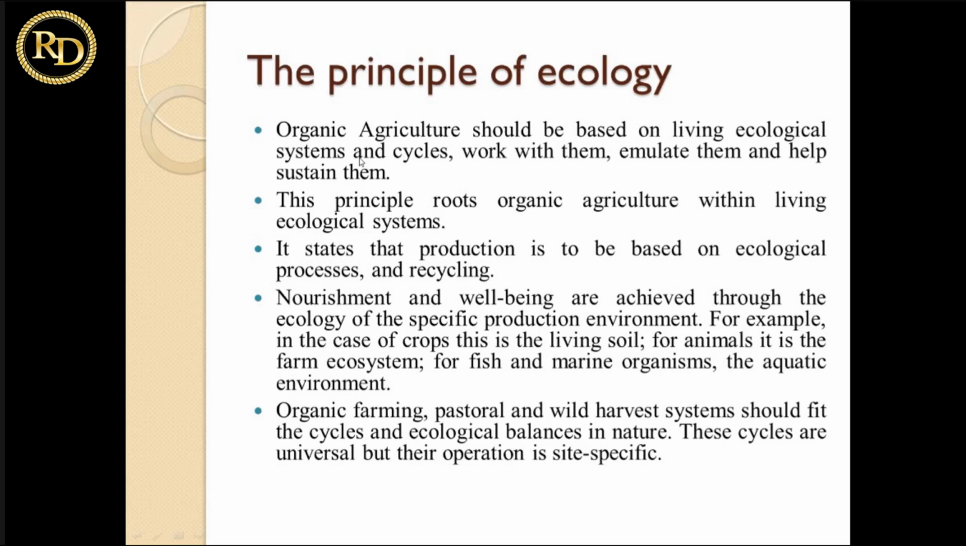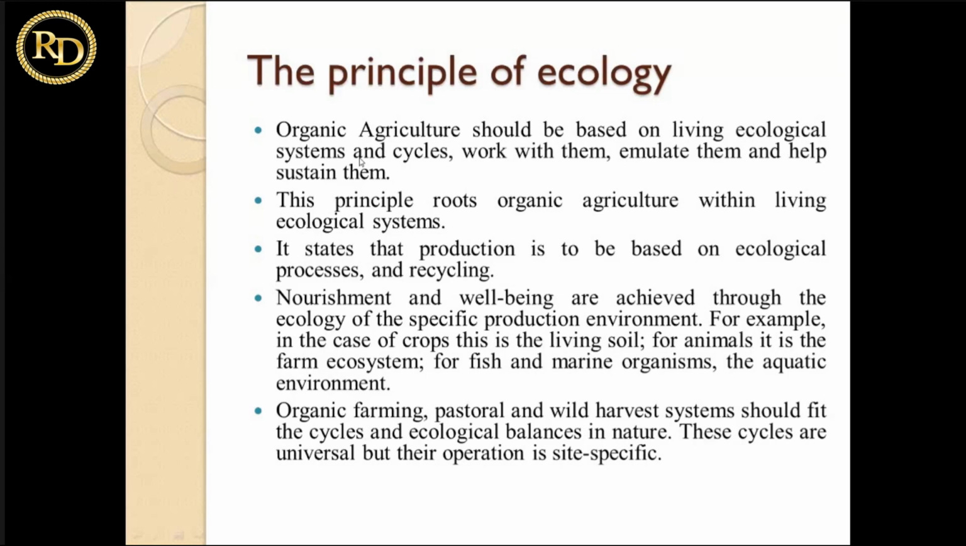This principle of ecology roots organic agriculture in living ecosystems. It states that production is to be based on ecological processes and recycling. Means whatever material we are removing from the soil, we have to add back to the soil also. Recycling should be very important so that the ecosystem will not be disturbed. So nourishment and well-being are achieved through the ecology of the specific production environment. For example, in the case of crops, this is living soils. For animals, it is the farm ecosystem. For fish and marine organisms, the aquatic environment.